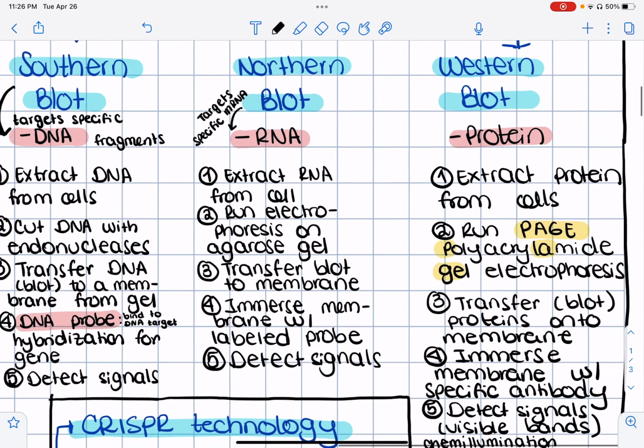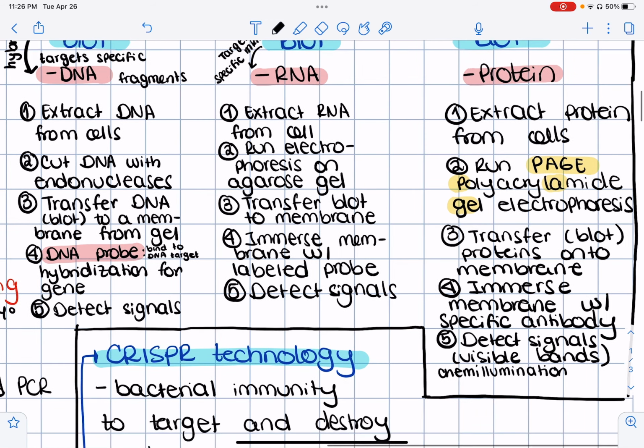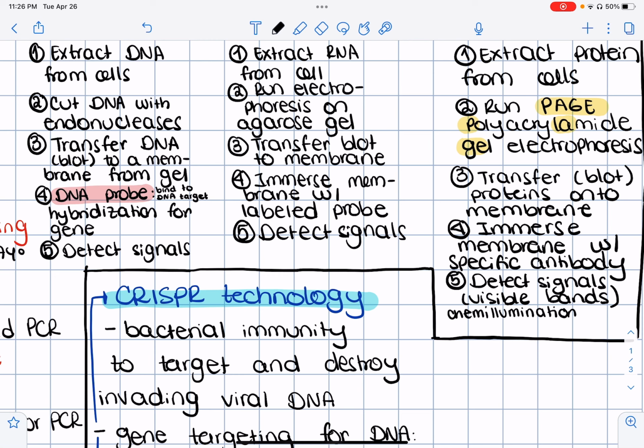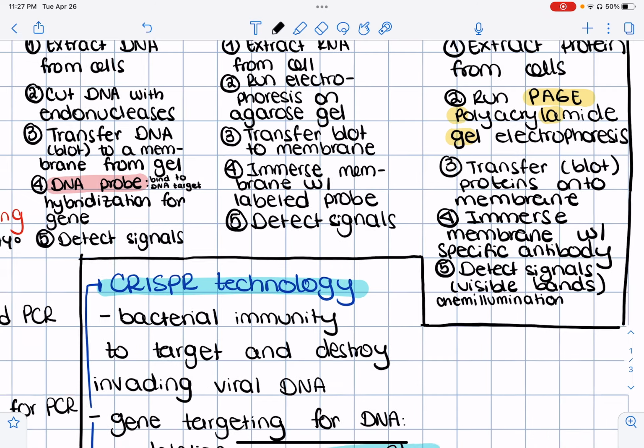Lastly, we have western blot for proteins. We're going to extract the proteins from the cells, run a PAGE, or polyacrylamide gel electrophoresis, transfer the blot with the proteins onto a membrane, immerse the membrane with specific antibodies, and detect signals or visible bands. Since these antibodies are going to react with the proteins, there is going to be a phenomenon called chemiluminescence. The chemical reactions are going to produce light.